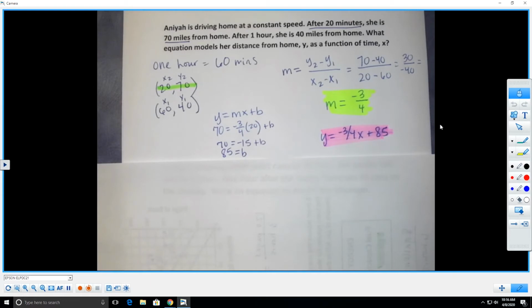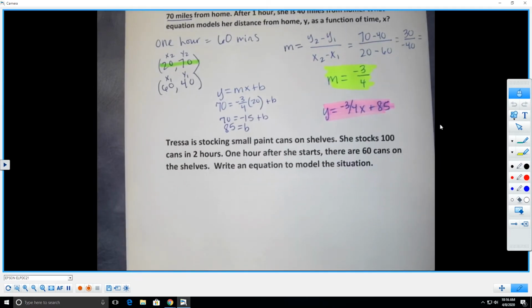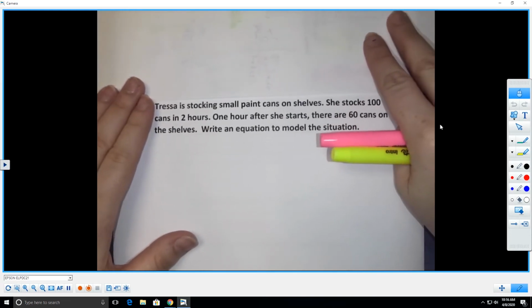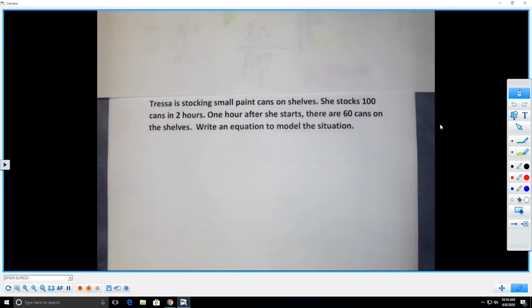Okay, let's think about another example here. Tressa is stocking small paint cans on shelves. She stocks 100 cans in 2 hours. 1 hour after she starts, there are 60 cans on the shelves. Write an equation to model the situation. So let's think about what we know here.